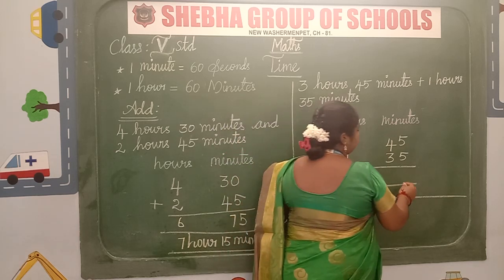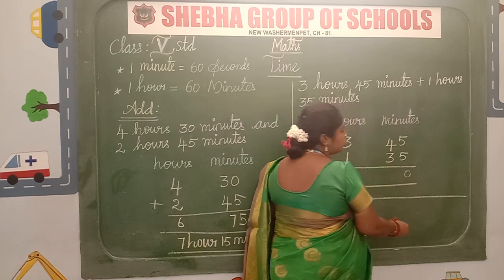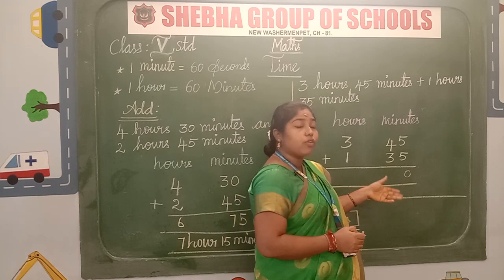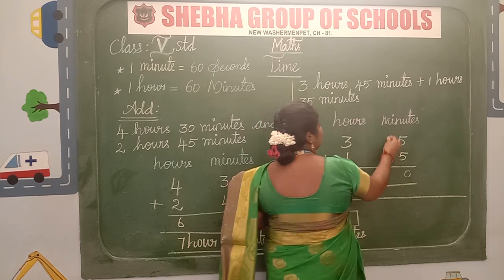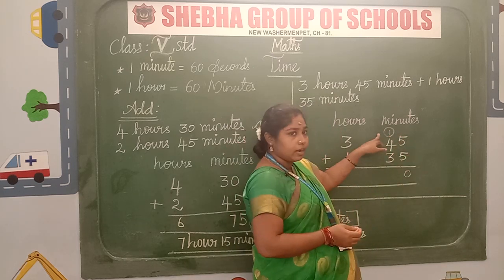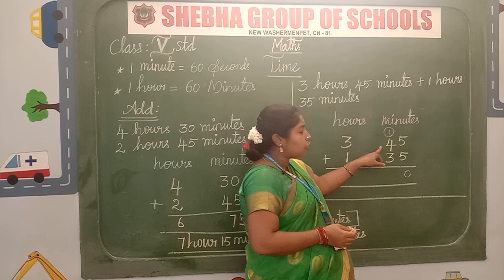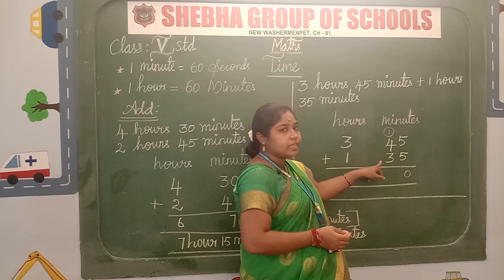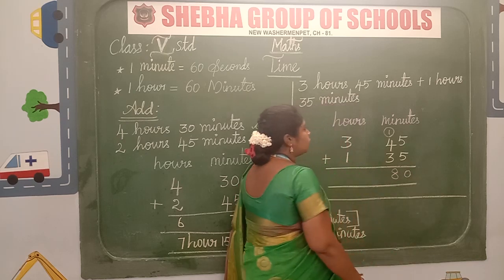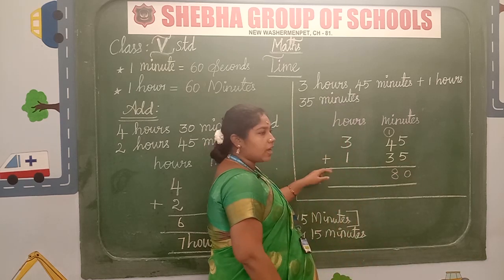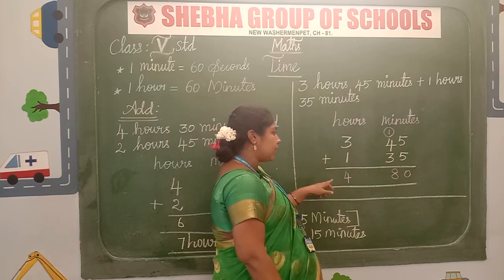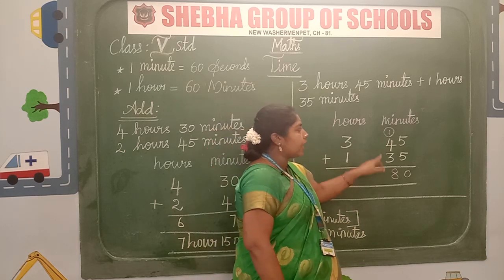5 plus 5, 10. What do we have to do, children? We are not supposed to write the 10 as it is here. What will we do? We will carry the number to the previous place and it becomes 1 as carrying. 1 plus 4, 5. 5 plus 3, 8. So hours, 3 plus 1, 4. Children, in this sum we got the answer 4 hours 80 minutes.